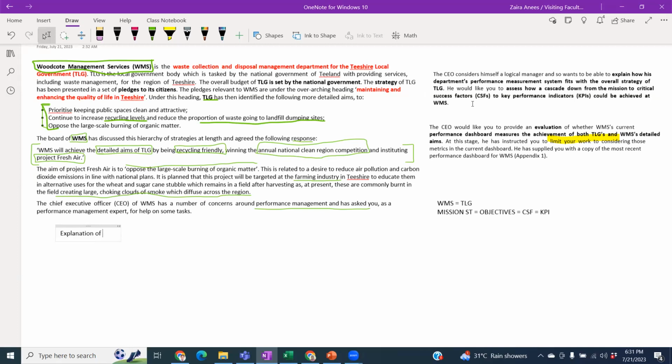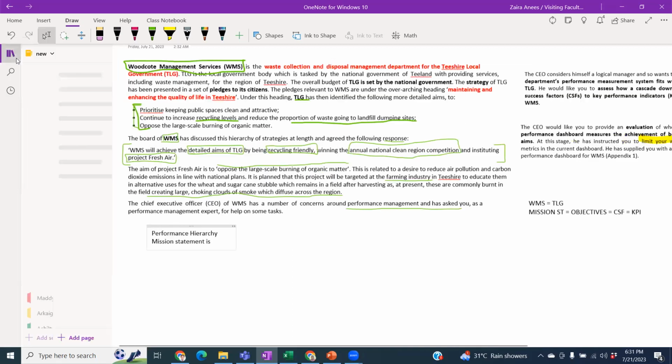You can write a heading. A reasonable heading will be... right. So let's start with a basic idea, because he wants you to analyze how the mission statement is linked with objectives and CSF and KPI. So first of all, you have to put a paragraph of what the mission statement is. Is it possible that I show you the initially written answer instead of writing, because it's taking time? Is it fine?